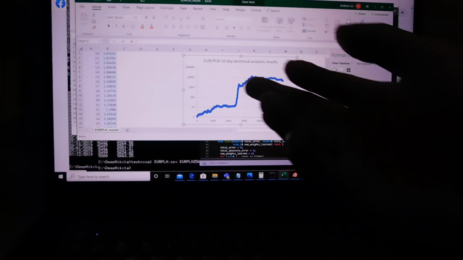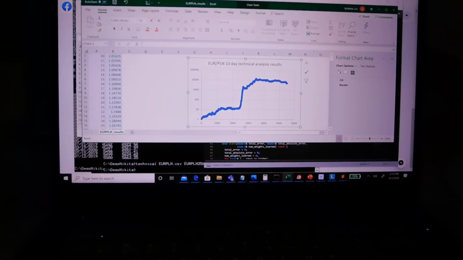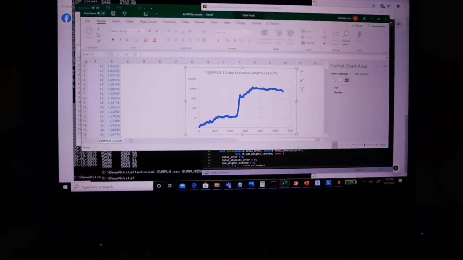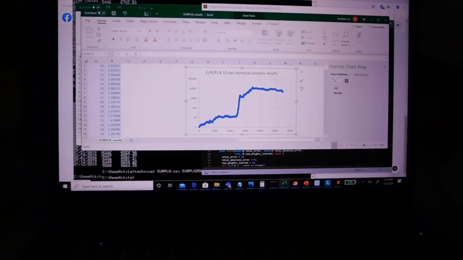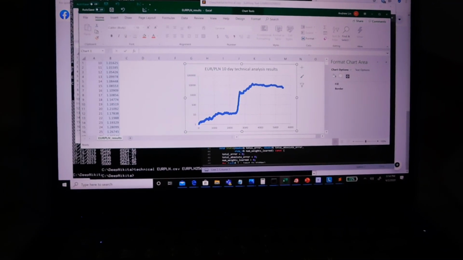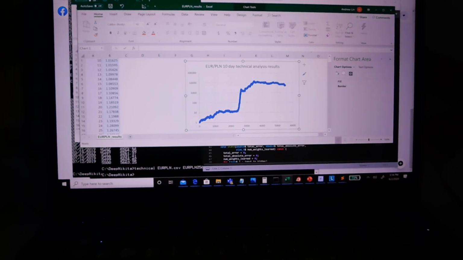But the days are numbered because eventually Poland's going to join the euro, or the euro is going to dissolve, and this might be your opportunity of a lifetime, right? If all the countries go back to their currencies, or if Poland joins, or if we go back to a gold standard, the game is over, right?